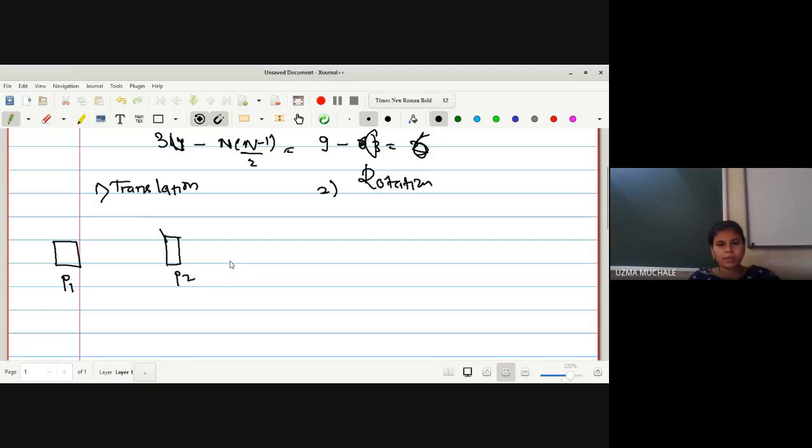Book में जो definition है वो आपको पता है क्या translation? How is it defined?